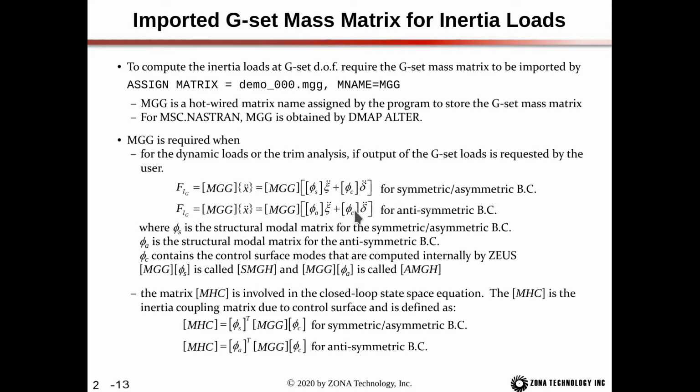Now, MGG times phi C is used to create MHC. So MHC is involved in the closed loop state space equation. The MHC is the inertia coupling matrix due to control surface, and it's defined as either phi S transpose times MGG times phi C for the symmetric asymmetric case, or phi A transpose times MGG times phi C for the antisymmetric. So once again, you can see that MGH, SMGH, or AMGH can be used to compute the MHC.